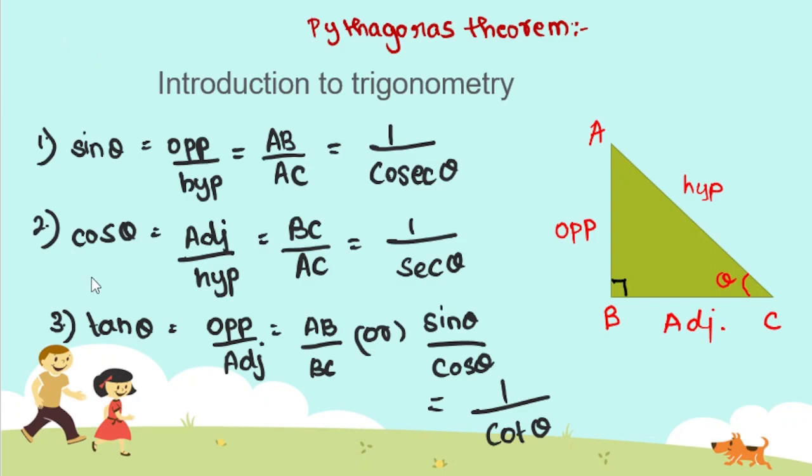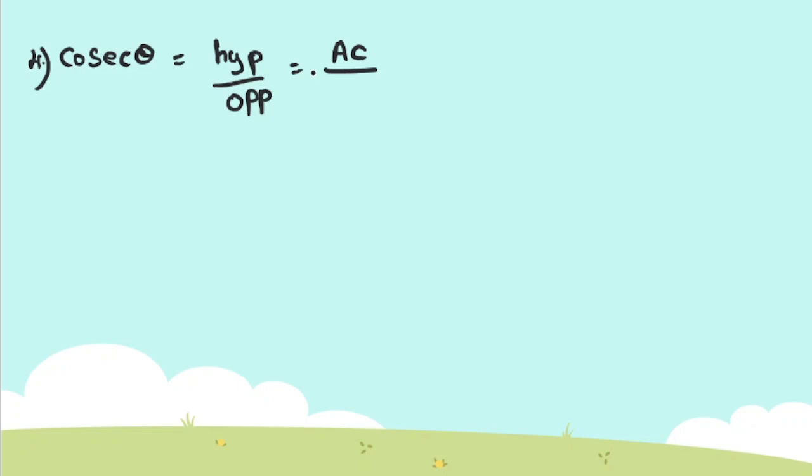So, just see here how I am going to write the other values. Here we saw up to tan theta. So how to write cosec theta? Cosec theta is the inverse of sin theta. So cosec theta will be equal to hypotenuse by opposite. AC is your hypotenuse and your opposite side is AB. So AC by AB is your formula.